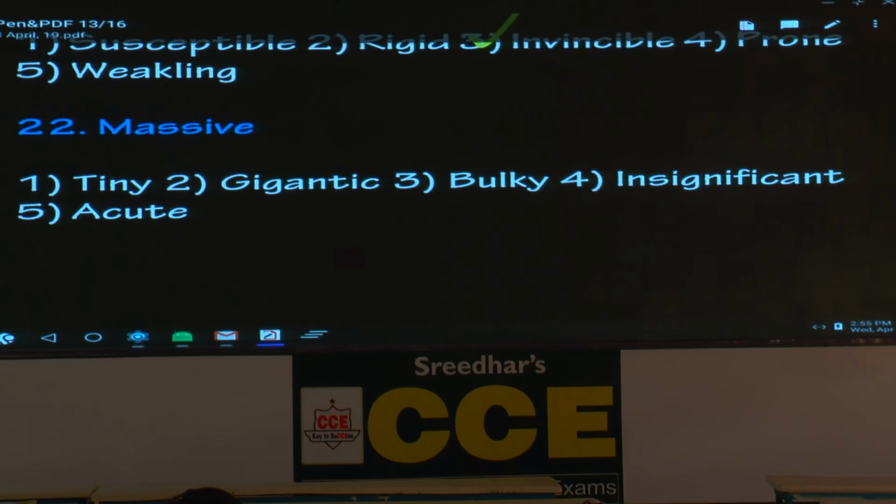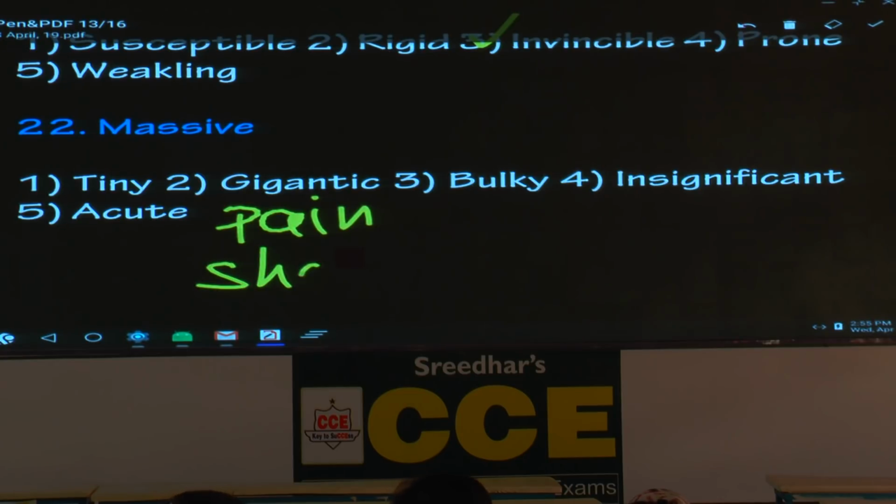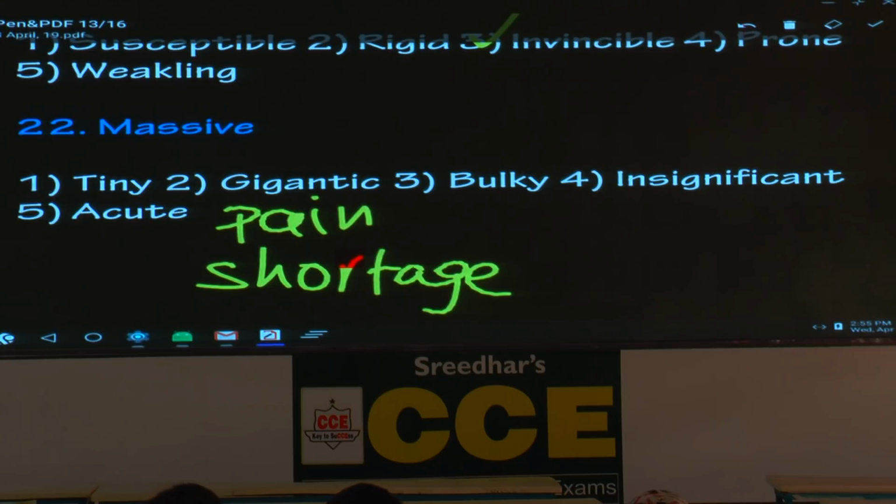Bulky, something very heavy. We use the word bulky. Insignificant. What is the meaning of the word significant? Important. Opposite, insignificant. Acute, that's an important word. Please write the meaning of the word acute. Acute means severe, severe. And write the typical combination, acute pain. Also acute shortage of something. Acute shortage of water. Acute pain.